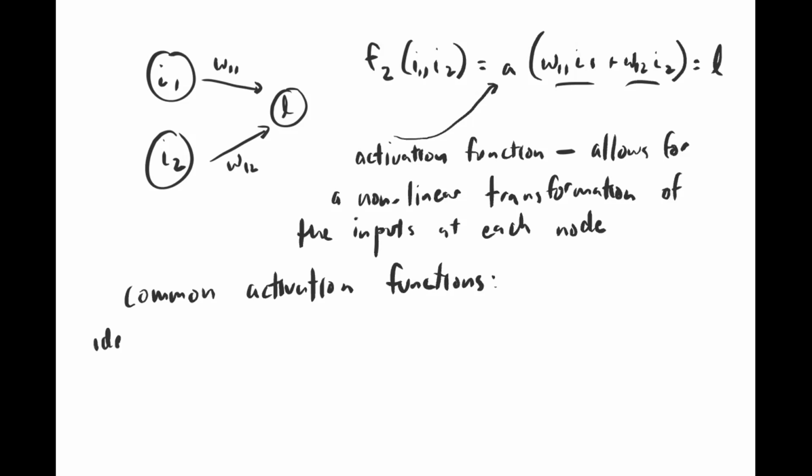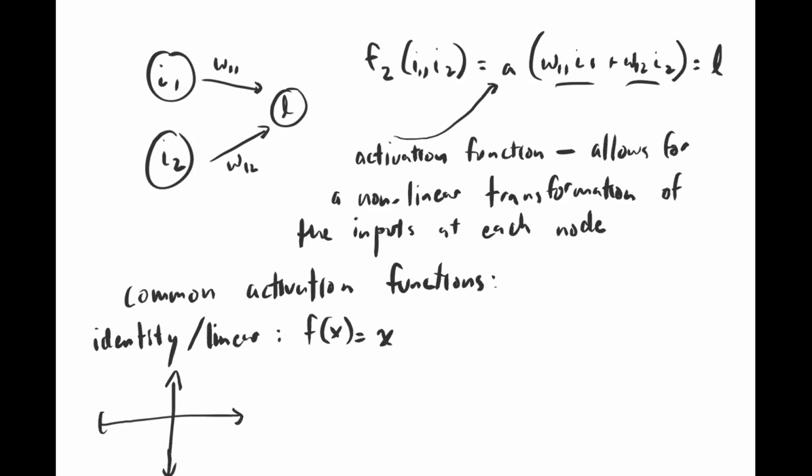One is the identity slash linear. So this is essentially where you don't have any transformation, right? And so what happens here is you have something that looks like this. So whatever my X's are, it's just going to be some kind of line, right? And so this really is kind of having no activation function. So what other ones can we do?